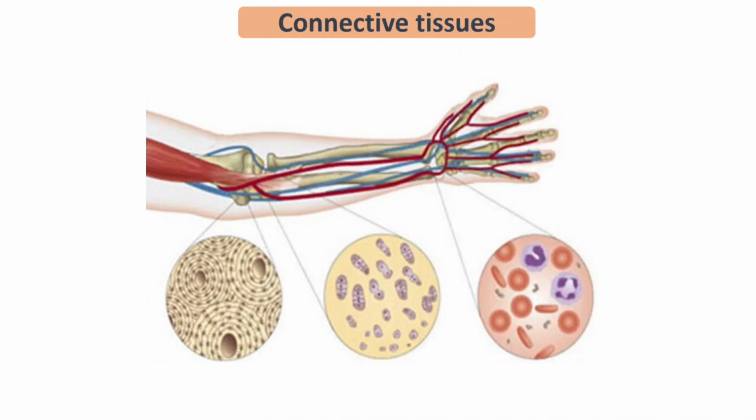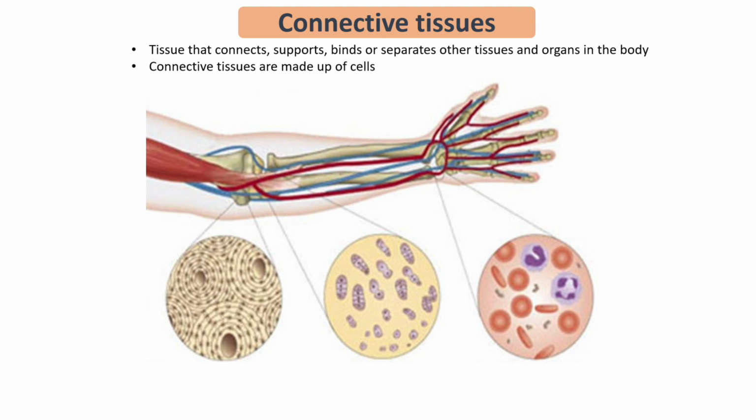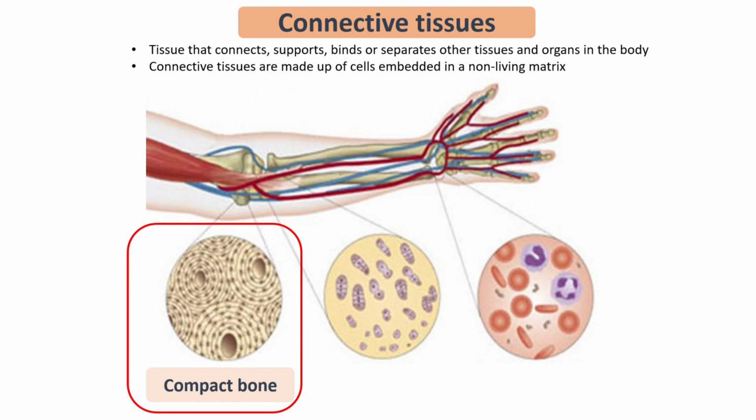Connective tissue is the tissue that connects, supports, binds, or separates other tissues and organs in the body. Connective tissues are made up of cells embedded in a non-living matrix. In your syllabus, you need to focus on these three types of connective tissues: compact bone, hyaline cartilage, and blood.